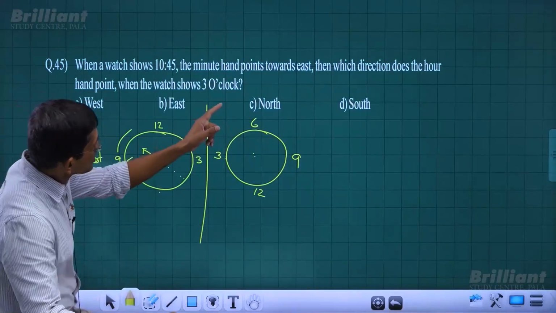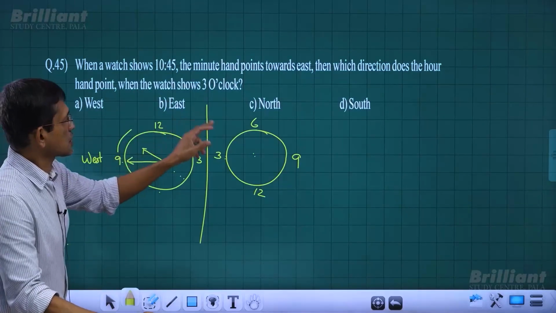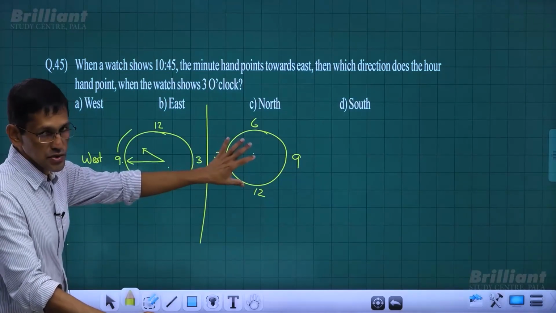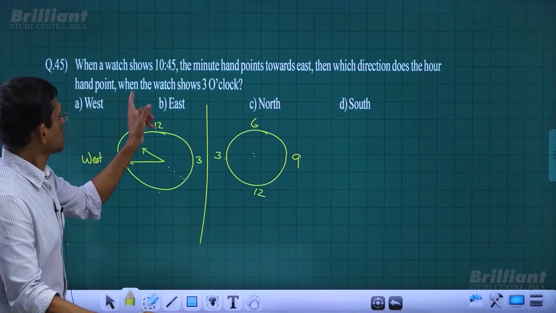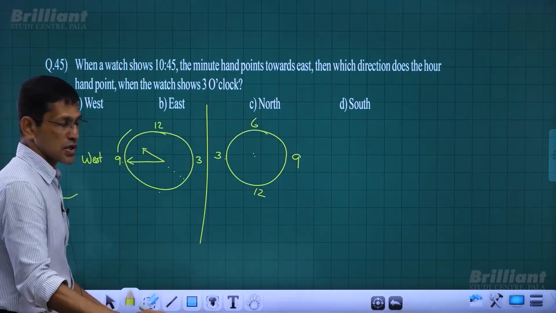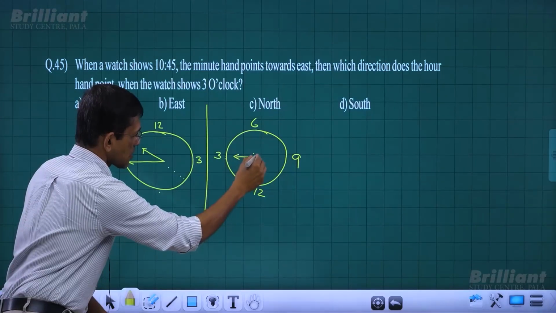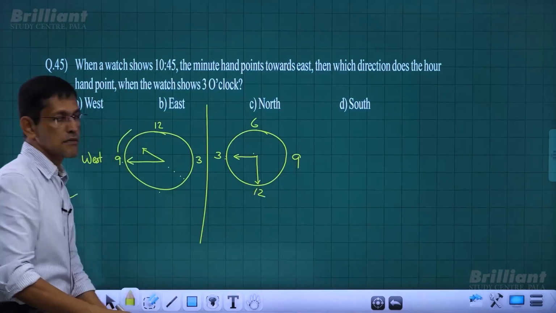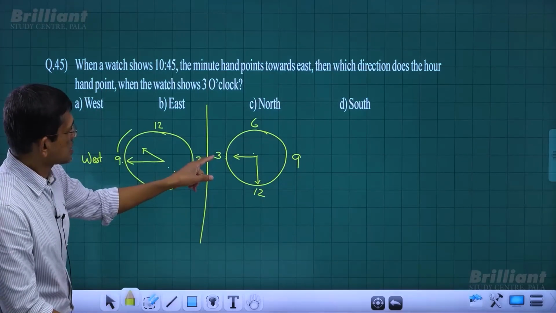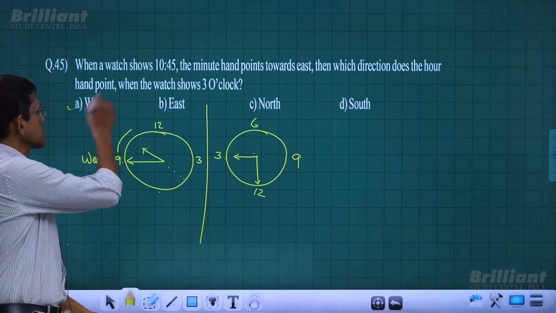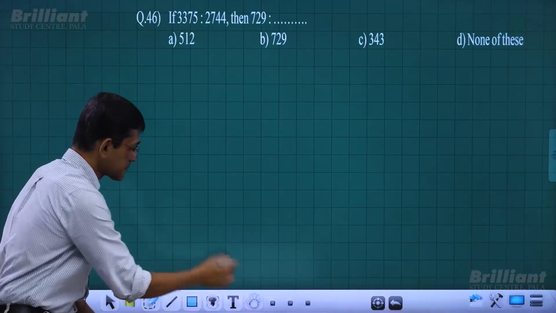So this is the question they ask. Which direction does the hour hand point when the watch shows 3 o'clock? If the watch is positioned in this way, which direction does the hour hand point? At 3 o'clock, the hour hand must point towards 3. This is what 3 o'clock is. So which direction does the hour hand point? It must be west. So the answer is west. So we got it. Number 46.